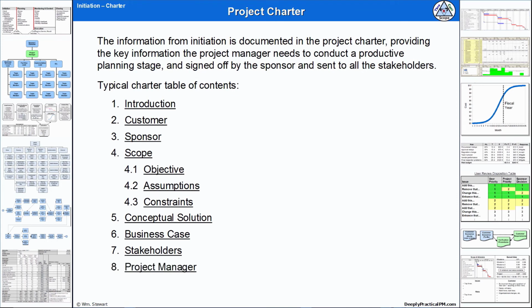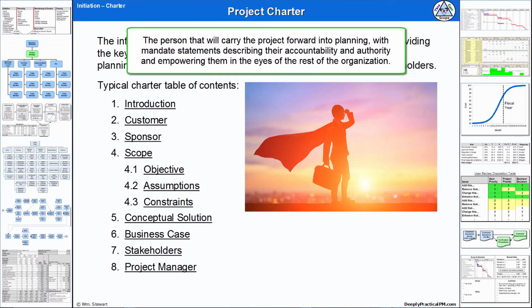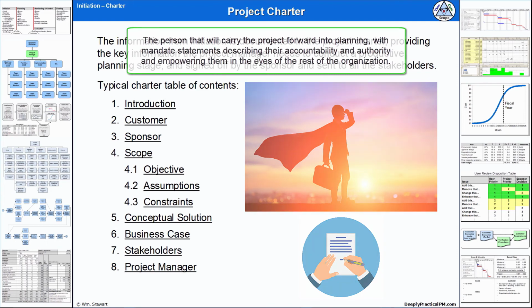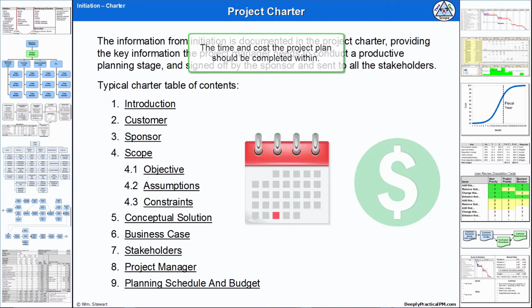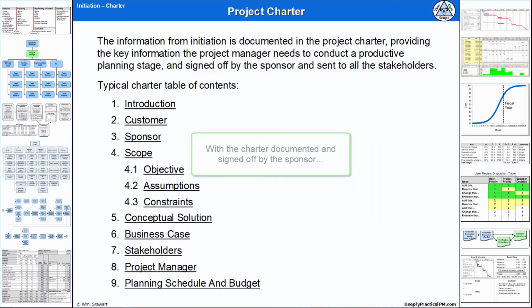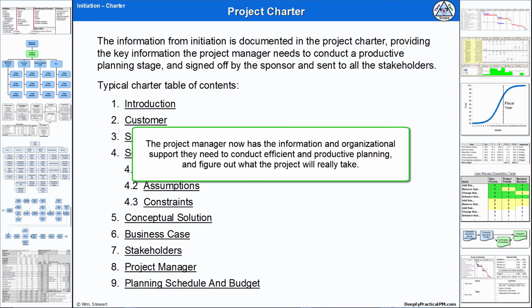Then a project manager, the person that will carry the project forward into planning, with mandate statements describing their accountability and authority and empowering them in the eyes of the rest of the organization. Finally, the planning schedule and budget, the time and cost the project plan should be completed within. With the charter documented and signed off by the sponsor, the project manager now has the information and organizational support they need to conduct efficient and productive planning and figure out what the project will really take.